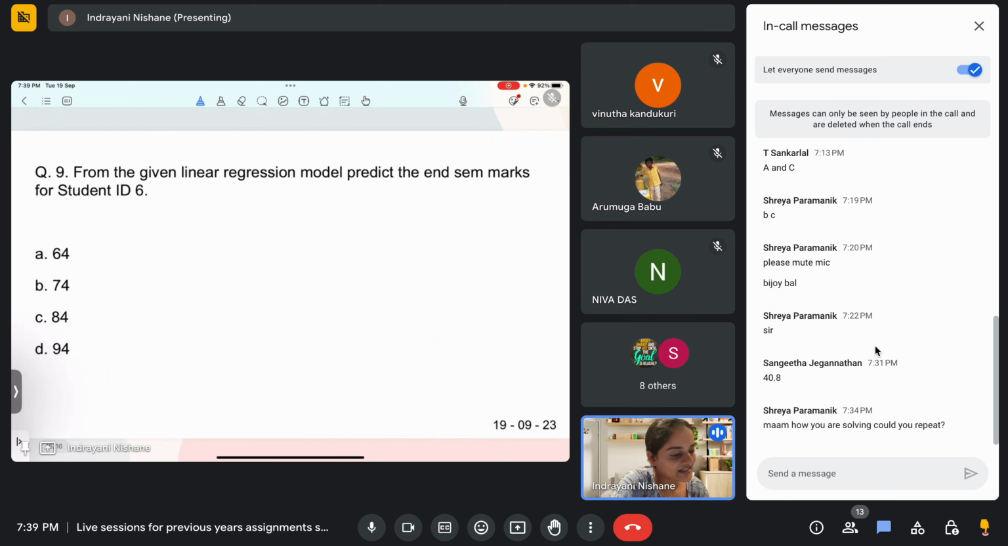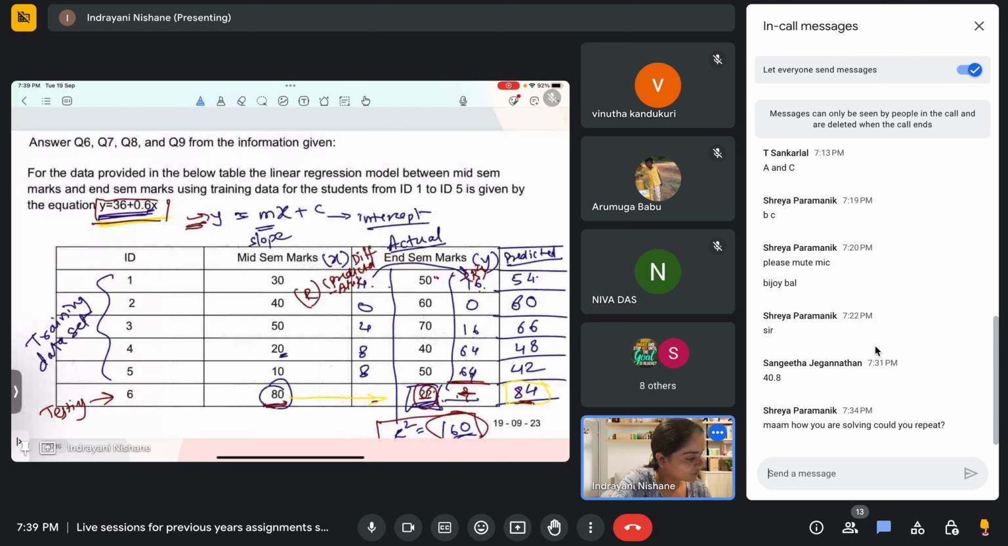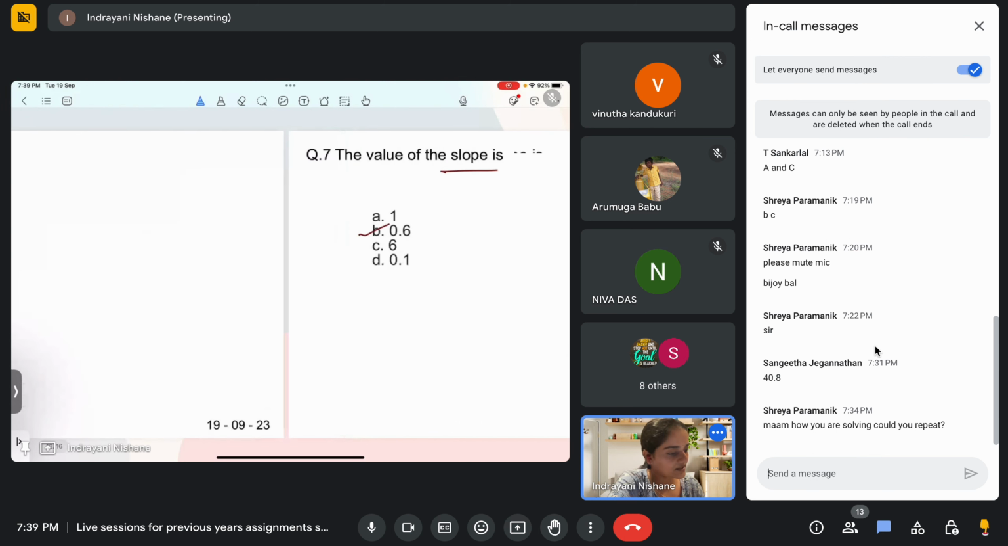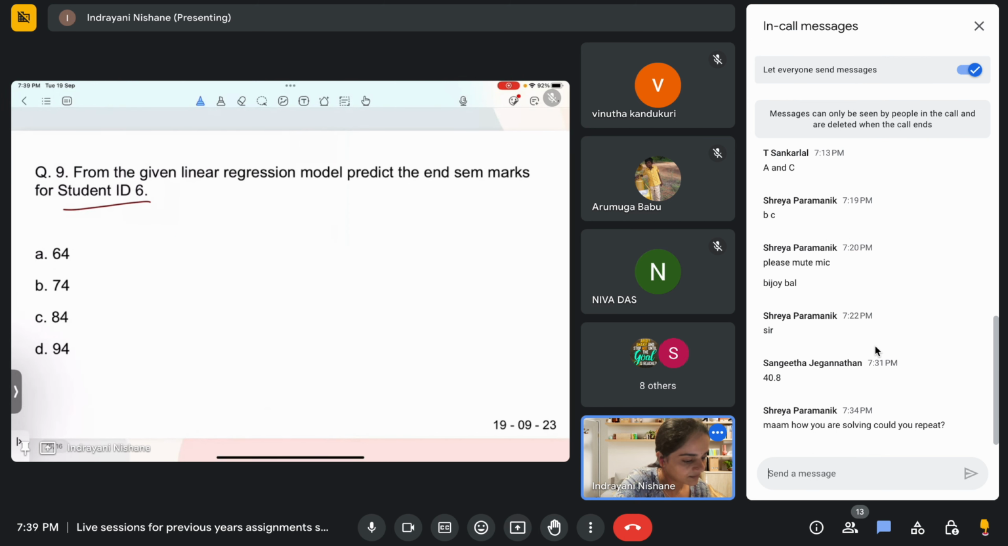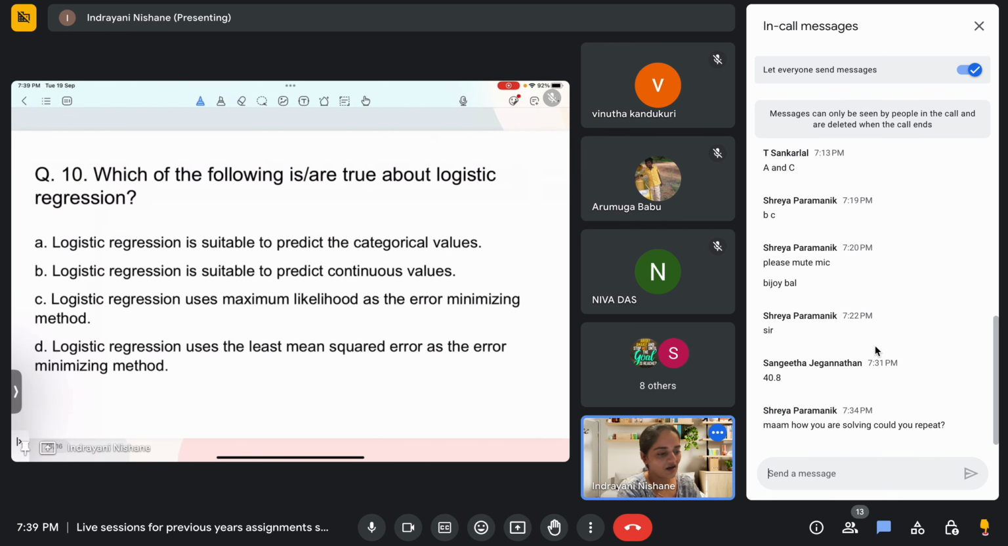So question 9 says, from the given linear regression model, predict the end-sem exam for student 6. We already have this predicted value. We had written it here. So 84. Yeah. So is this 84 in the answer? Yes, it is. Option C seems to be the right answer. So thankfully this is correct. So here I think some mistake from last question paper or the portal. I got it from the portal, so some mistake from there. Okay, so we'll move on to question 10.